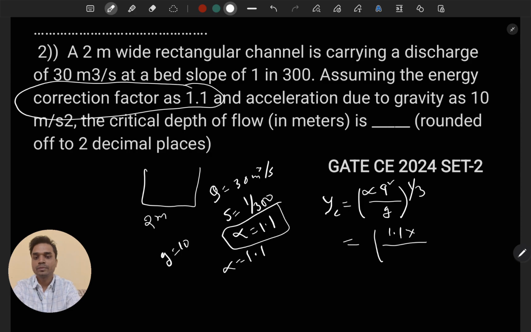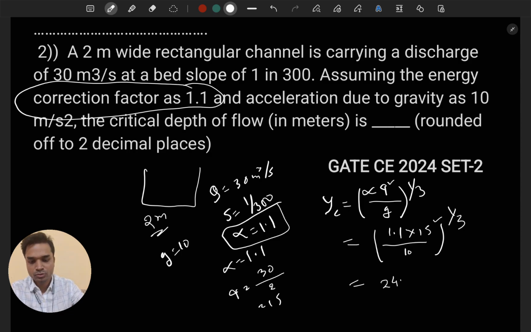1.1 into q squared by g. Q is given in terms of the total discharge, so q becomes 30 by 2 meter, which is 15, into 15 square by 10. Just calculate, and it becomes 24.75 to the power 1 by 3. Putting the value, it becomes 2.91. That's your answer, 2.91. That's it. So these are the few easiest questions they have asked.